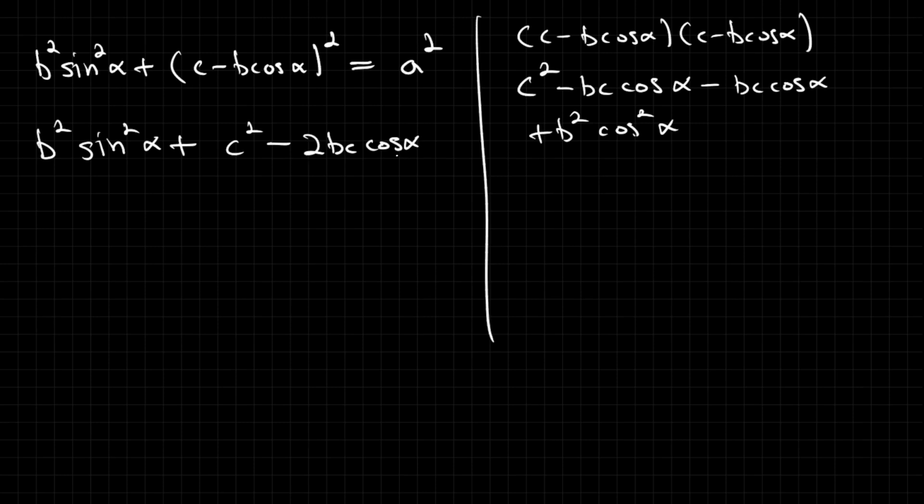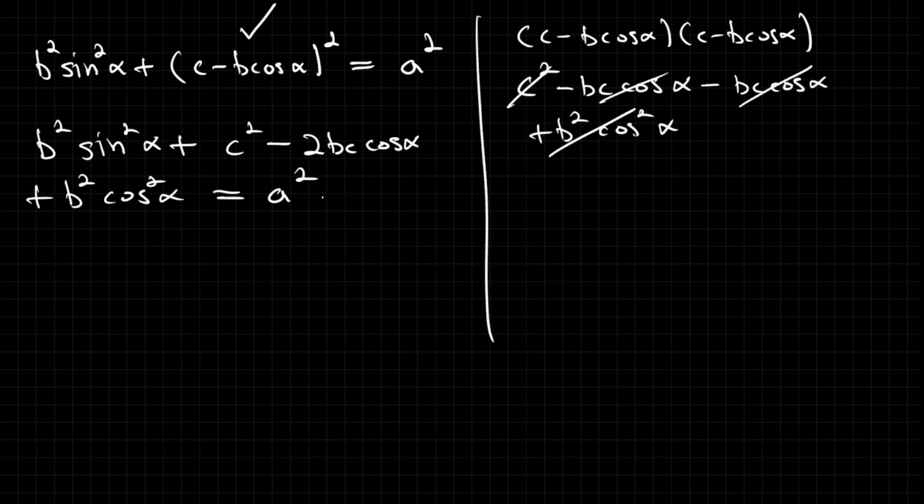Notice this, 2bc cosine alpha, shows up in the law of cosines. That tells us that we're close. So this term is taken care of, these two terms are taken care of, and this is taken care of. So I got this, and this is equal to a squared.